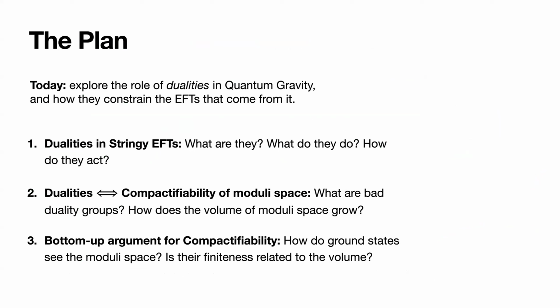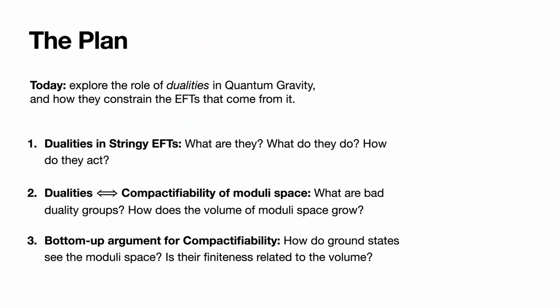Then I'll explain a little bit how these dualities can be tied to a certain notion of compactifiability for the moduli space, which basically says something about what the volume of the moduli space can do as we go a large distance. And then I'll conclude by giving you a bottom-up argument from 1D quantum mechanics for why moduli spaces should have these compactifiable properties, and how you can actually argue for this from finiteness of these 1D systems.